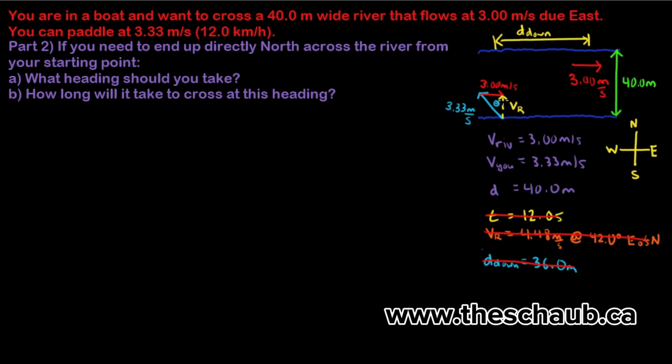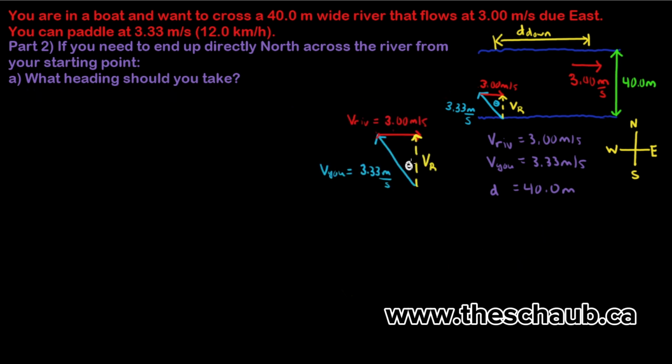Let's start by blowing this diagram up here so it's a little more clear. To find the heading we should take, we can just find the angle theta here in our triangle. And this is a right angle triangle, so we can just use trigonometry. We have the opposite side and we have the hypotenuse, so we can use the sine function to solve for our theta. Sine theta is equal to the opposite side divided by the hypotenuse. Bringing in our variables, sine theta is equal to, our opposite side is the velocity of the river, and the hypotenuse is your velocity.